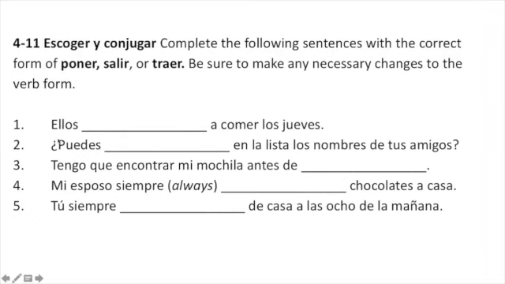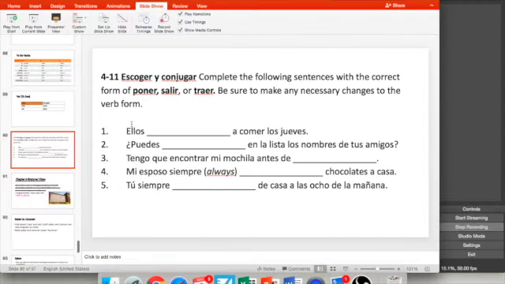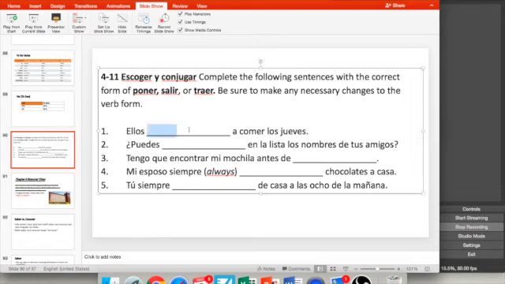So number one tells us that ellos blank a comer los jueves. So they blank to eat on Thursdays. So we're trying to say that they put or place to eat on Thursdays, they go out to eat on Thursdays, or they bring to eat on Thursdays. It makes the most sense to say that they go out to eat.